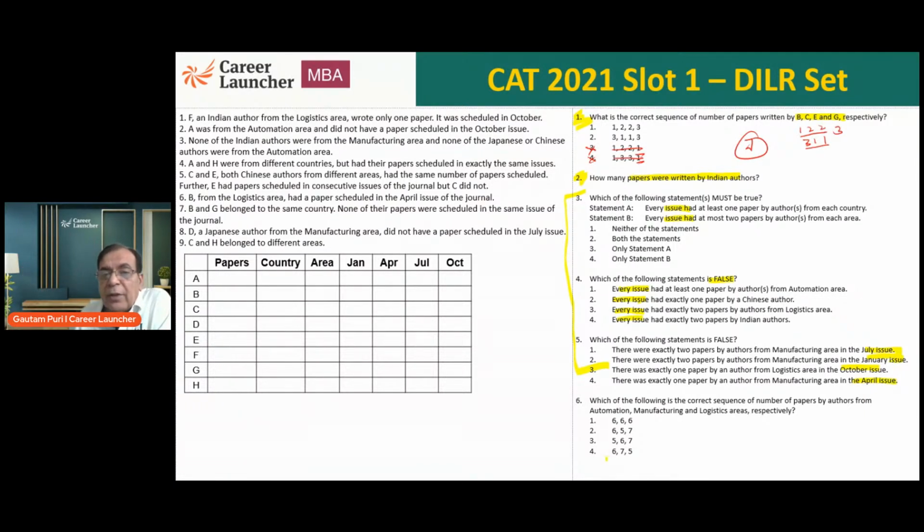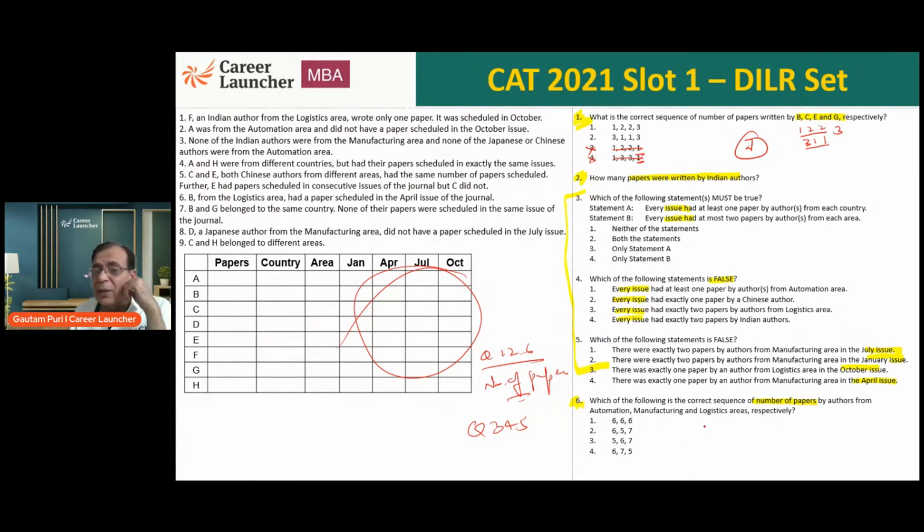Question number 6: which of the following is the correct sequence of number of papers? Again, I will say questions 1, 2 and 6 focus on the number of papers. So if I can find the number of papers and some extra information, probably I can answer these 3 questions. While questions 3, 4, 5 ask me to find out which issue published a paper of which author and which area. So which issue is questions 3, 4, 5, and how many papers is questions 1, 2 and 6. This is the broad structure.